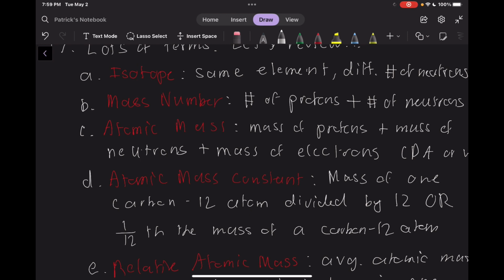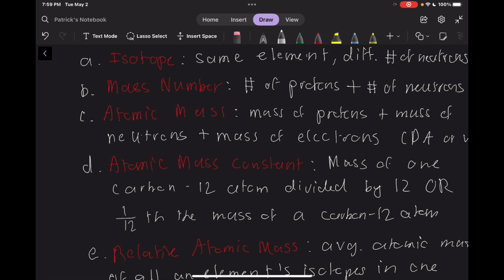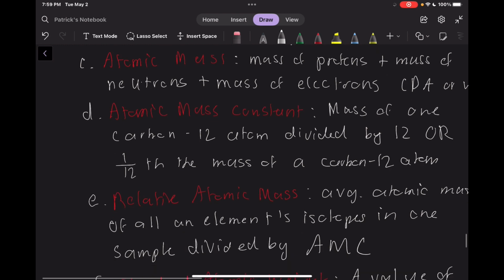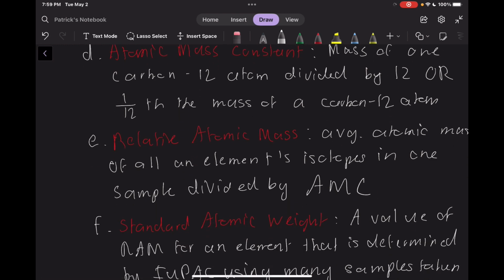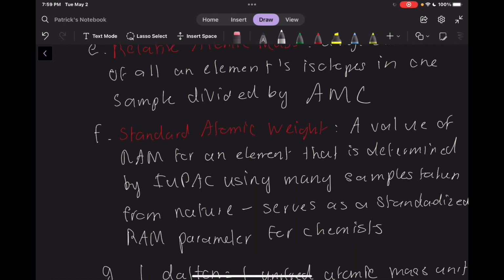Remember, mass number and atomic mass are almost equal. Fourthly, the atomic mass constant is equal to the mass of one carbon-12 atom divided by 12. Fifthly, the relative atomic mass is the average atomic mass of all an element's isotopes in a single sample divided by the atomic mass constant. Sixthly and finally, the standard atomic weight is a value of the relative atomic mass of an element that is determined by the International Union of Pure and Applied Chemistry. The IUPAC calculates the standard atomic weight by taking many samples from nature and determining the relative atomic weights from all of them.